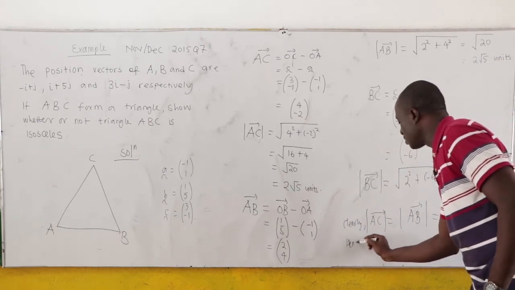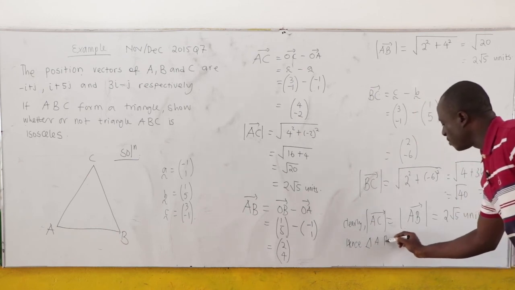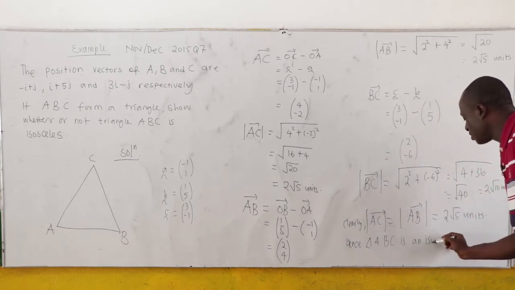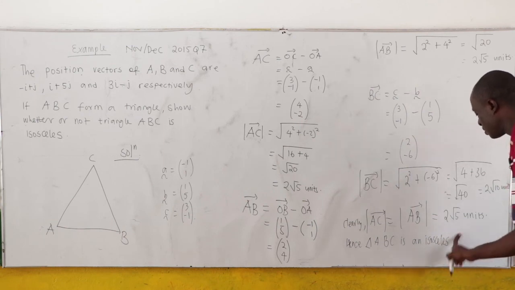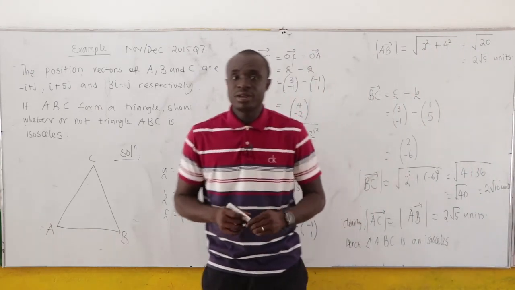Hence, triangle ABC is an isosceles triangle. It's an isosceles. That is very, very easy.